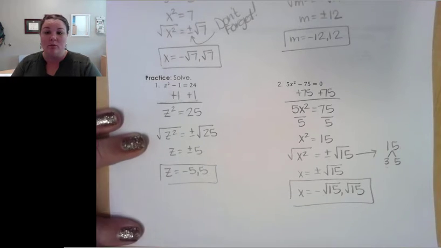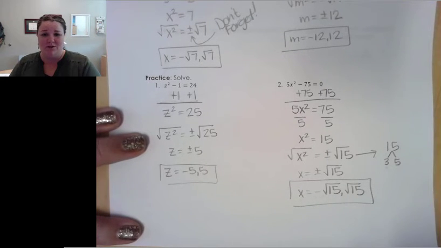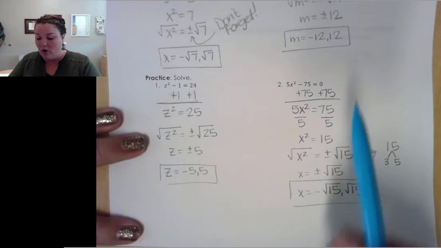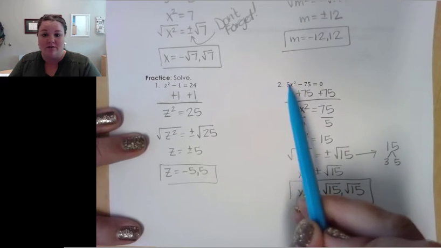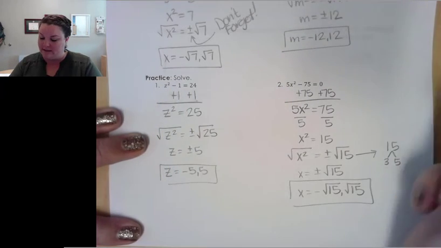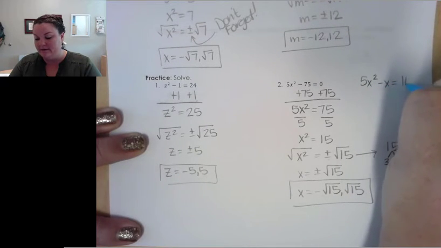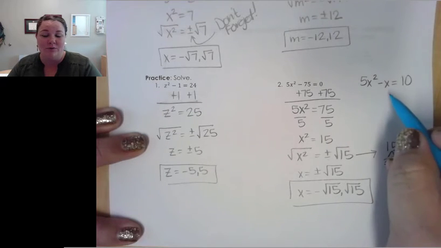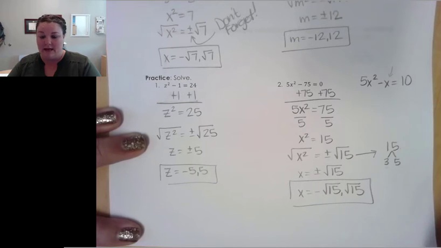One other thing I will mention on this section, just to be sure we are aware of it, is that we only want to use this method of solving if all we have is a squared variable. Notice all we have is a squared variable with constant terms. If you had something like 5x squared minus x equals 10, we could not use the square root method on this problem, because we have this variable term.